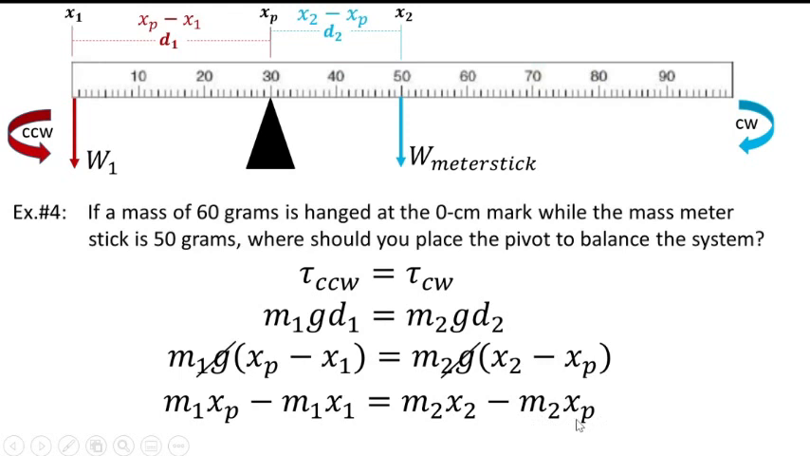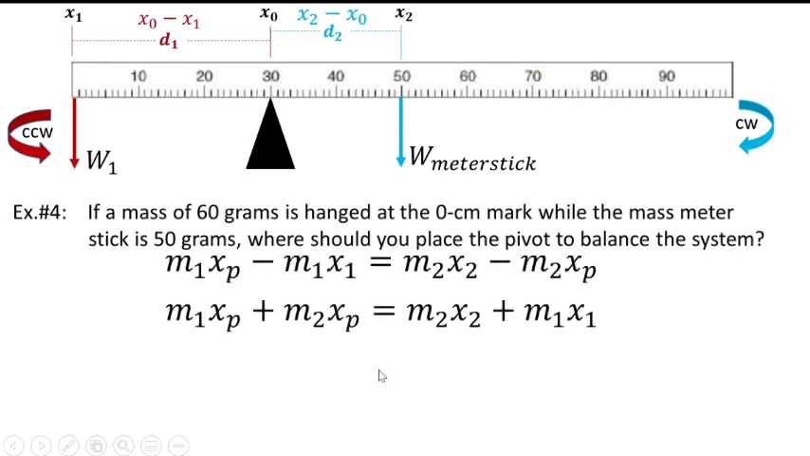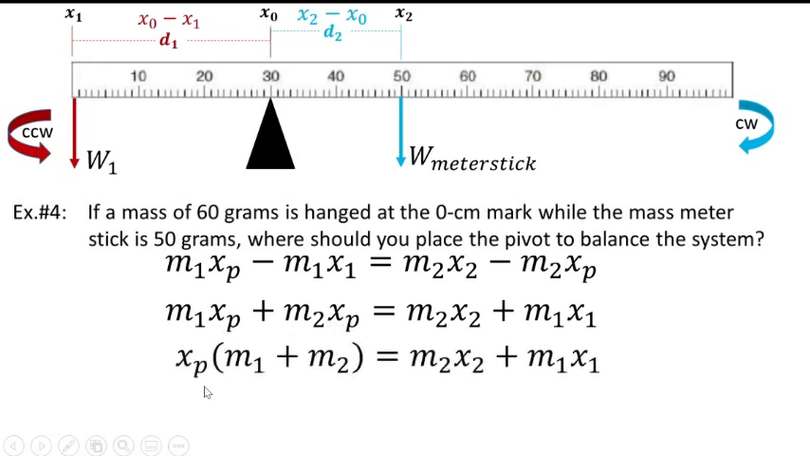Since we are looking for XP, we will move the negative M2 XP to the other side, while M1 X1 goes to the other side. As we move M2 XP, it becomes positive. So that will be M1 XP plus M2 XP is equal to what is left on the other side, and as we move M1 X1, from negative it becomes positive, so plus M1 X1. And we can factor out XP since they are the same. So it will be XP times (M1 plus M2) is equal to the same expression.